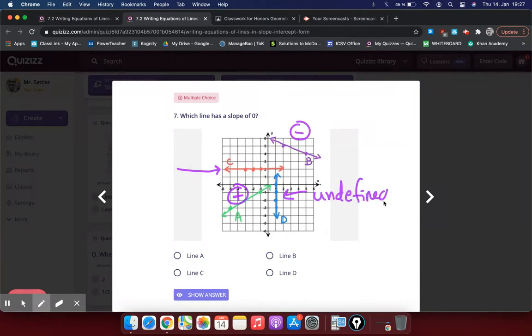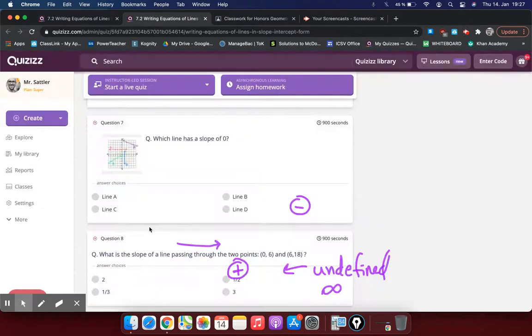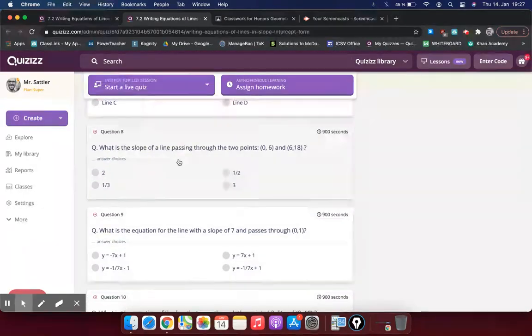And some people think of that as being an infinite slope, but that's more of a concept, more of a philosophical idea, because infinity is not really a number. So I'm going to go with this word undefined, meaning there's no definition for the slope. Okay.